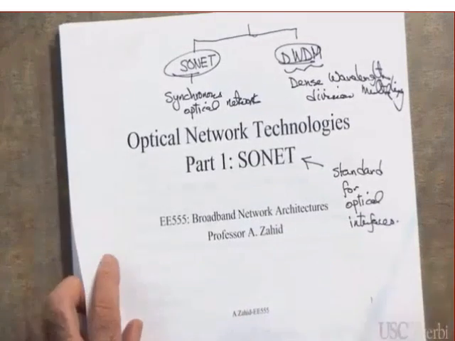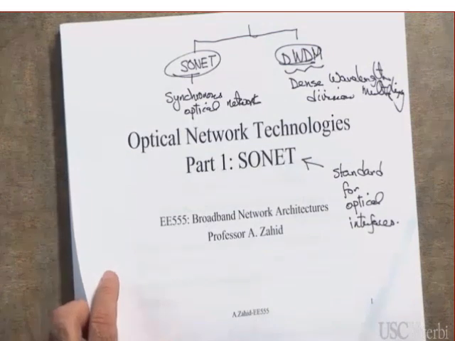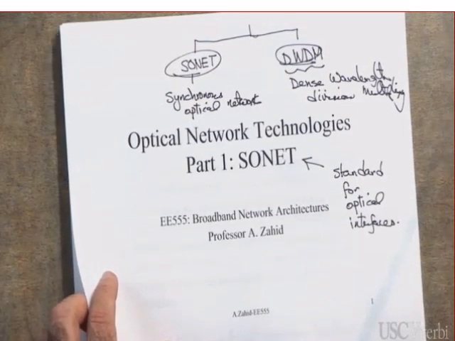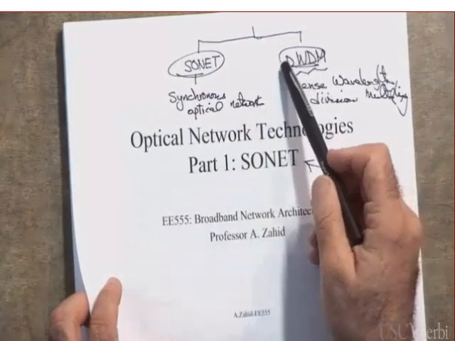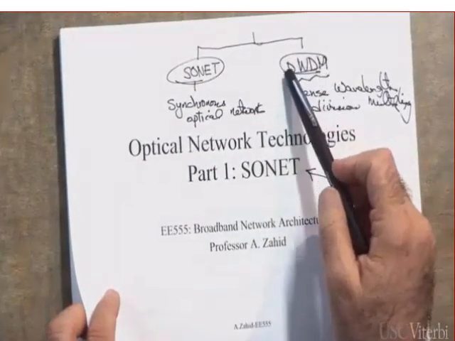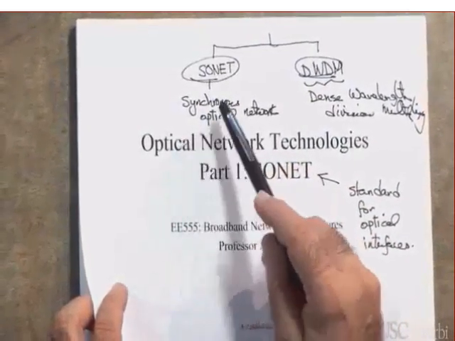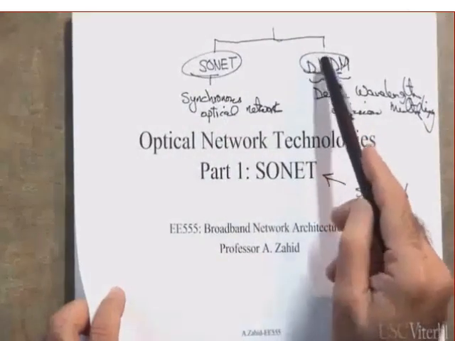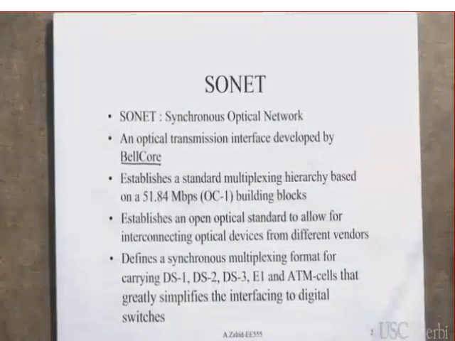The first one is referred to as the SONET. SONET is the synchronous optical network, and the other one is the DWDM. DWDM stands for dense wavelength division multiplexing. As I told you last time, DWDM is purely a physical layer specification, whereas SONET can go a little bit higher than the physical layer. SONET might run over DWDM, not the other way around, as we will see shortly.